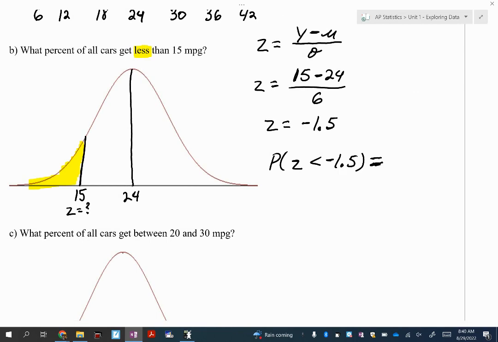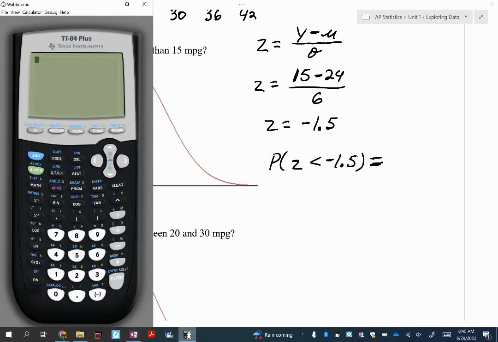So I'm going to go to my calculator. I'm going to turn it on if it's not. Great. I'm going to hit second and then vars, which is distributions. All right. And I'm going to go down to normal CDF, which is number 2. Really, the simplest way that I can teach it is normal PDF is when you're going exactly a value, so no shading, and normal CDF is when you're moving less than, greater than, or in between numbers.